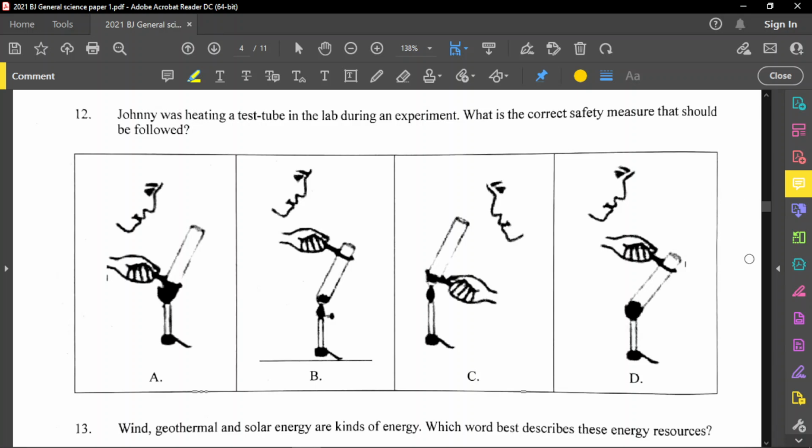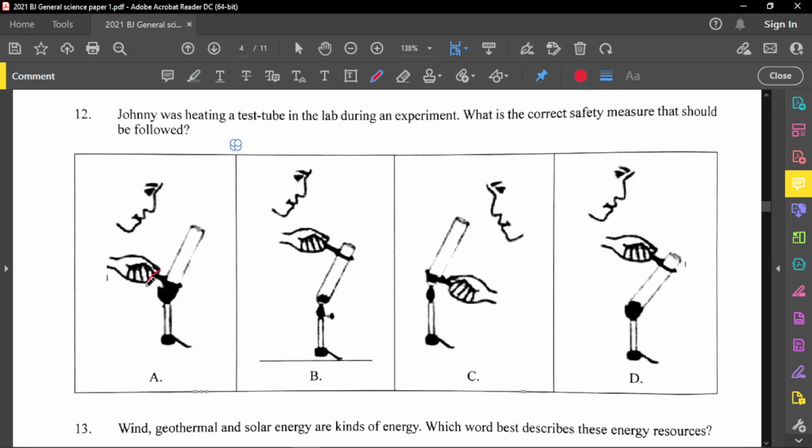All right, for question number 12, it said Johnny was heating a test tube in the lab during an experiment. What is the correct safety measure that should be followed? We're looking at the way that he's doing this correctly. If you look at it carefully, you may wonder, what's the difference between these diagrams? So let's quickly point them out. Let me do some red markings here.